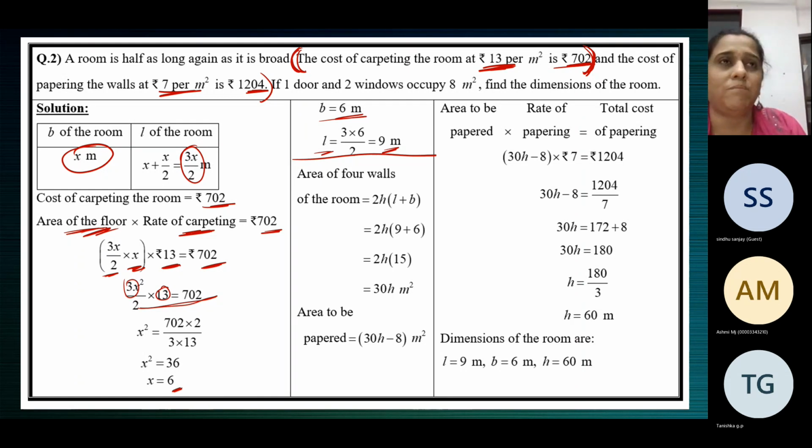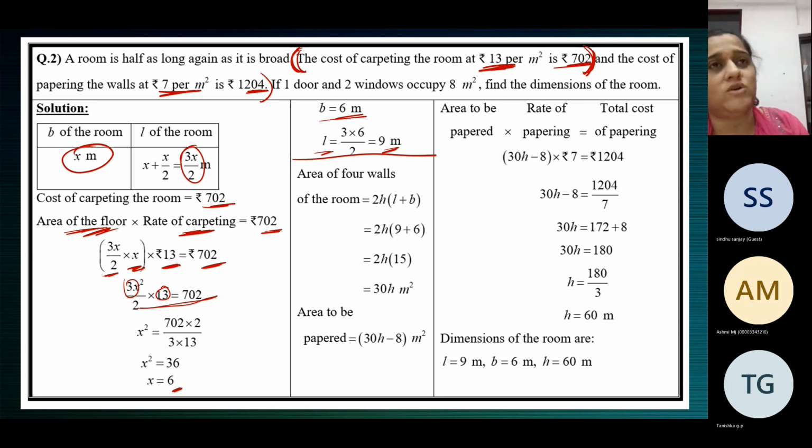Now you would not paper the door and the windows, correct? Will you stick paper on the door and windows? No, it's only on the walls. So how will you find the area to be papered? The area of 4 walls minus 8 meters square. The area to be papered is equal to the area of 4 walls, 2h into L plus B minus 8.